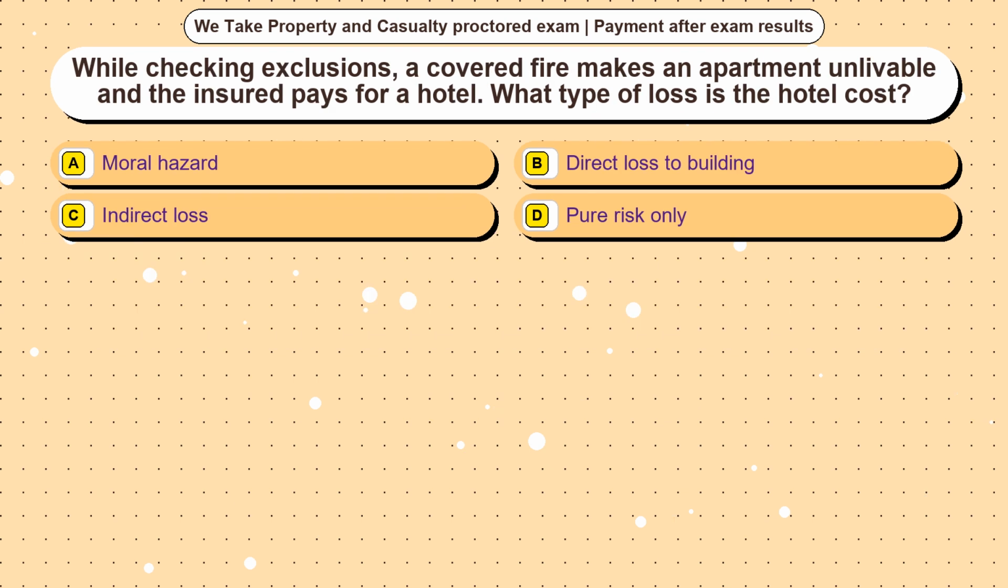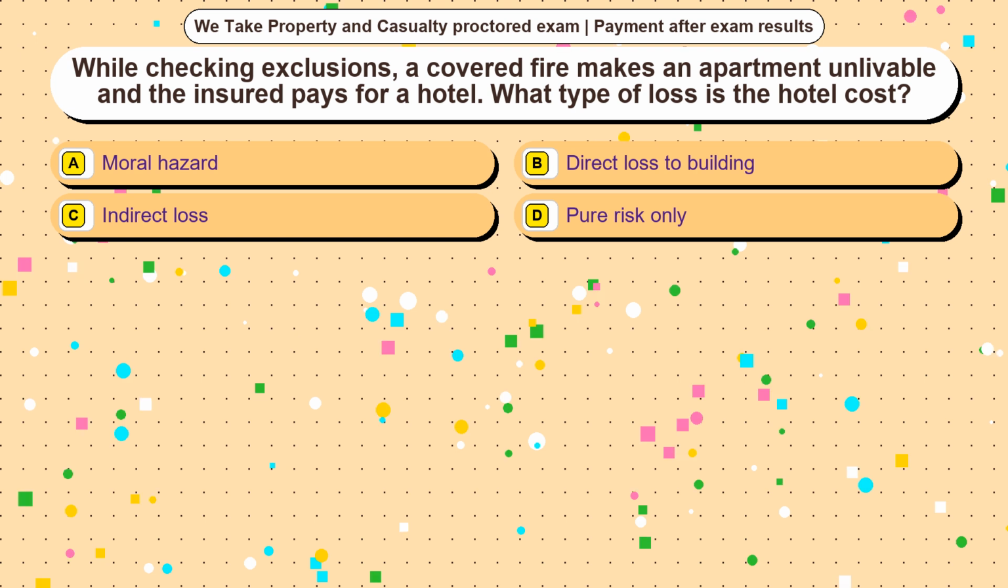Question 6. While checking exclusions, a covered fire makes an apartment unlivable and the insured pays for a hotel. What type of loss is the hotel cost? Option A. Moral hazard. Option B. Direct loss to building. Option C. Indirect loss. Option D. Pure risk only. The correct answer is option.